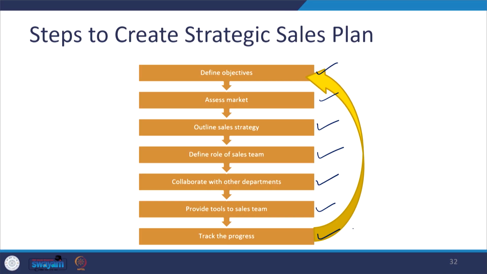But this is not a one-way process, it has to loop back into the system. Once you track the progress of your strategic sales plan, whatever you achieved or did not achieve, it should go back to defining your objectives for the next cycle. So let's have a look at each of these steps in detail. The first step is defining objectives.